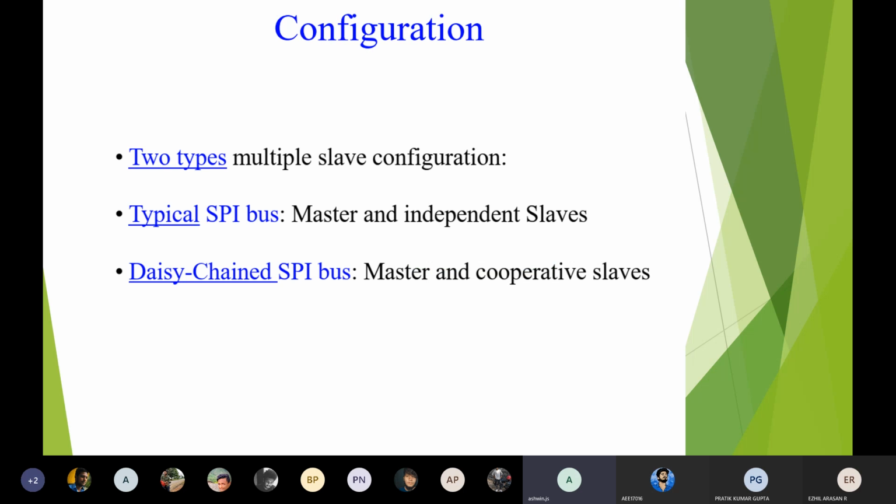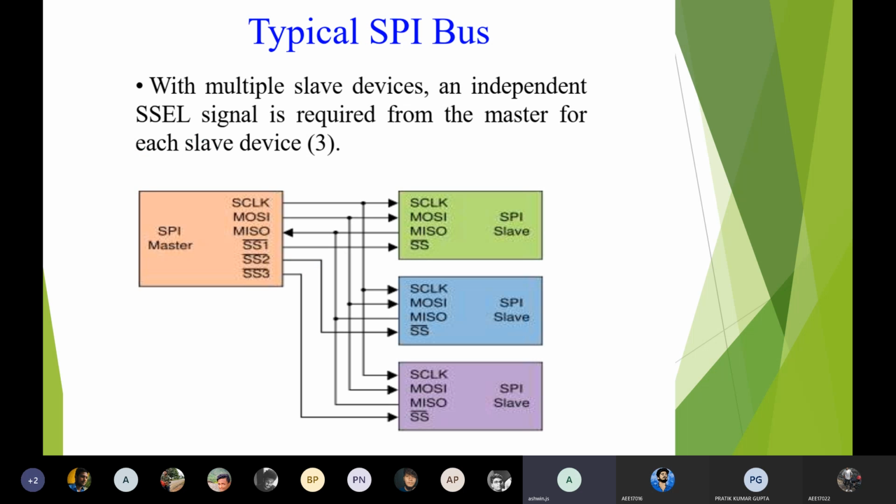There are two types of communications. One is the typical serial peripheral interface bus, with a master and independent slaves, like we saw right now. The second one is the daisy chained serial peripheral interface. Let's see the difference between the typical and daisy chained serial peripheral interface. Look at this typical serial peripheral interface. Here I connected only one master, and all the remaining act as slaves. If you look at the clock pulse, it is given in common from the master to slave 1, slave 2, slave 3. Three slaves are available.